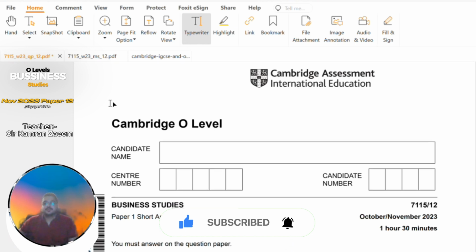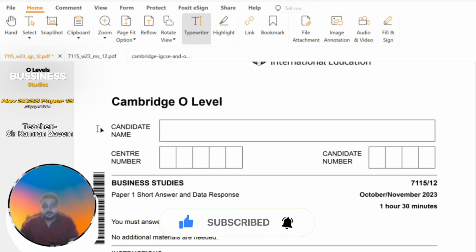Today we're going to be solving an O-Levels Business Studies paper. This is November 2023, paper 12. Okay, so that's paper 1, the second variant.